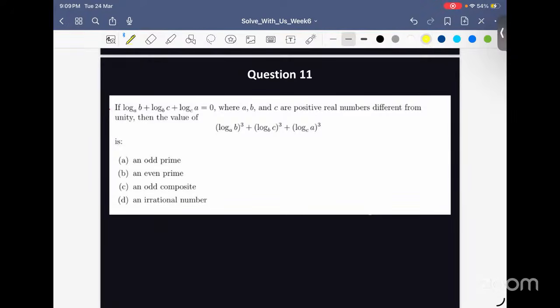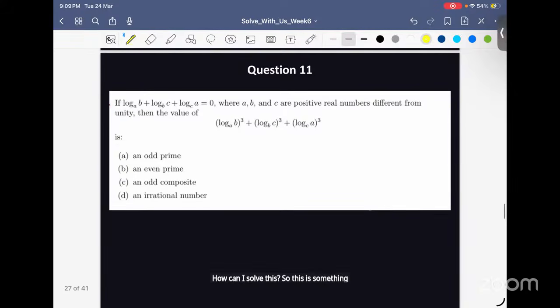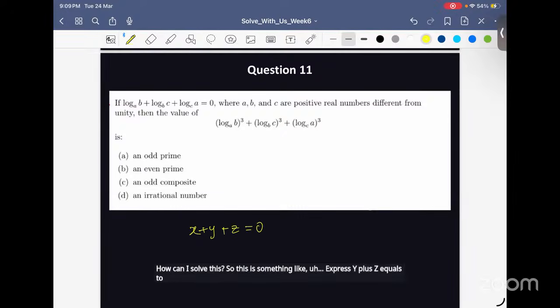How can you solve this? So this is something like x plus y plus z equals 0. You have been asked to calculate x cube plus y cube plus z cube.